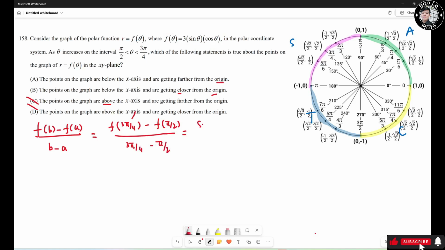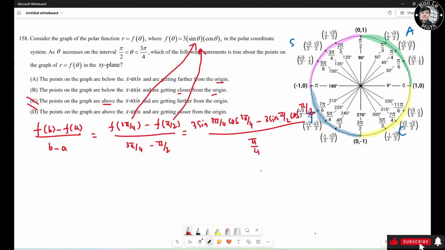Now substitute 3 pi over 4 for theta in this equation. So we have 3 sine of 3 pi over 4 cosine 3 pi over 4 minus this one right here, 3 sine pi over 2 cosine of pi over 2, over 3 pi over 4 subtract pi over 2, which is going to be pi over 4, right? Sine of 3 pi over 4 is going to be root 2 over 2, right? So this guy equals 3 times root 2 over 2. Cosine 3 pi over 4 equals negative root 2 over 2, right? Now this one, cosine pi over 2 equals 0, so the whole thing right here is 0, right? It's going to be pi over 4, right?